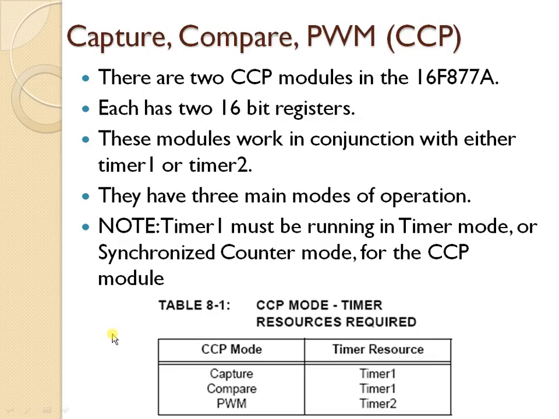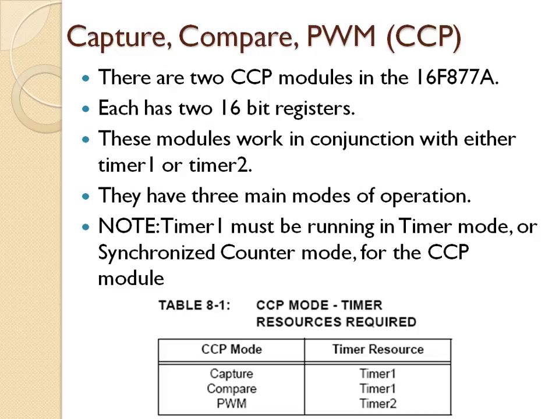Now let us see one more feature of these timers, that is capture, compare, and PWM. We call it CCP. So there are totally 2 CCP modules inside this 16F877A, and each of these modules has 2 16-bit registers. Now these modules will work only with respect to timer 1 and timer 2, but they cannot be used with respect to timer 0.